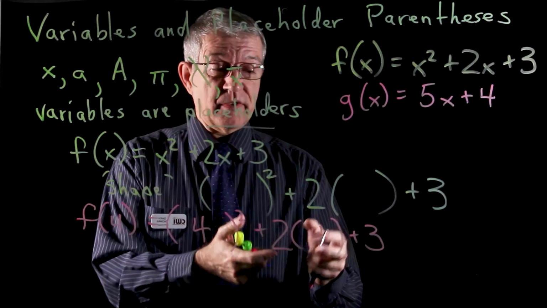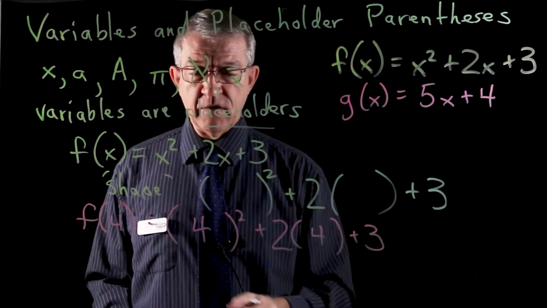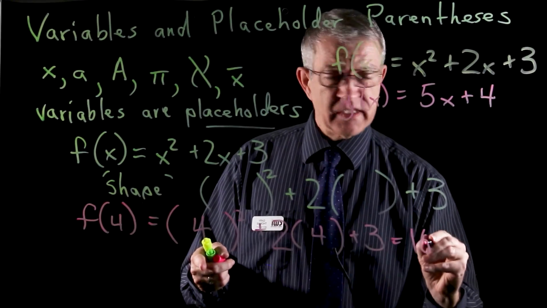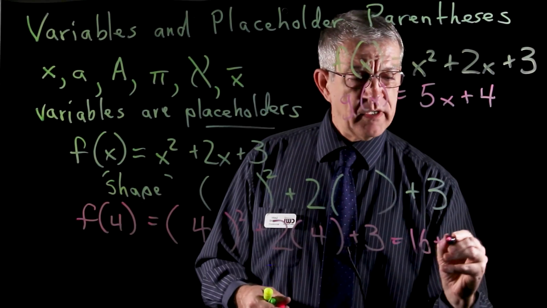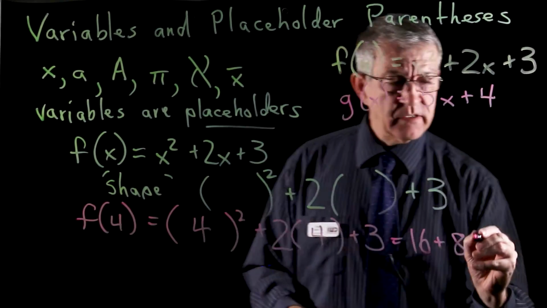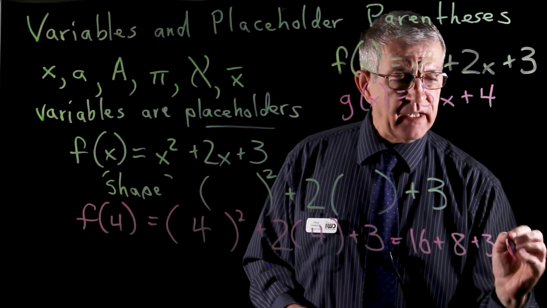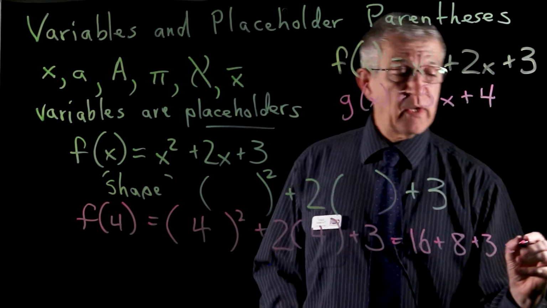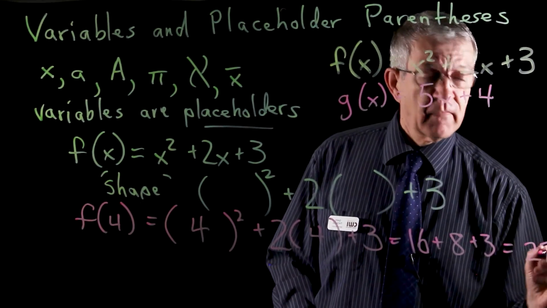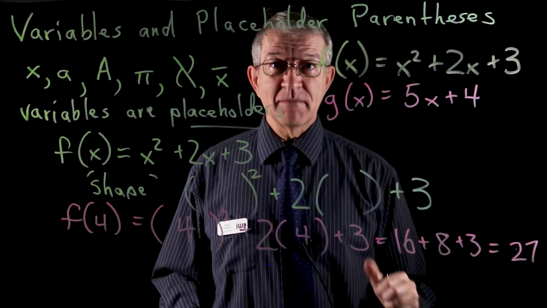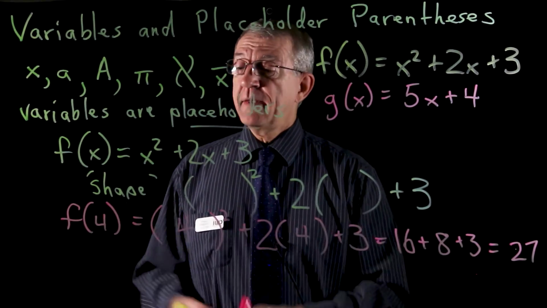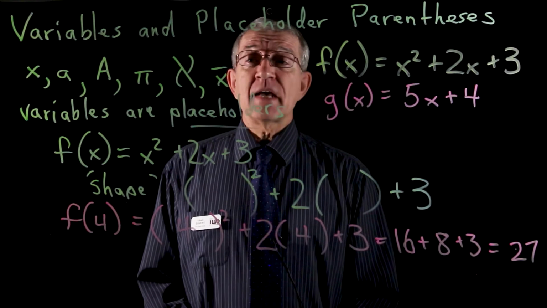Because the parentheses are there wherever they are. I write in the value, and then I evaluate it. 4 squared, I'm thinking that's 16-ish, and 2 times 4 is 8, more or less, and add the 3, and I think it comes to 27 maybe. Check me later with a calculator. Sometimes I make mistakes. Sorry, no prizes. Anyway, that's how we could do this.